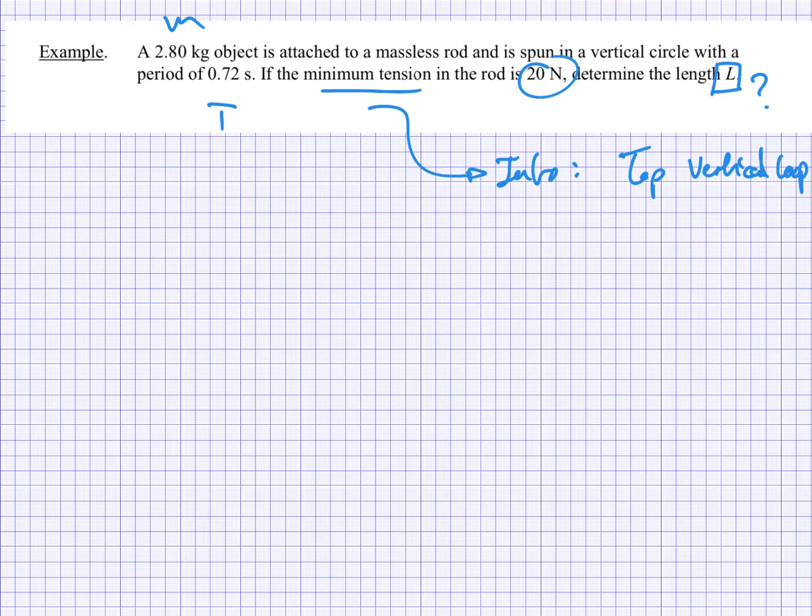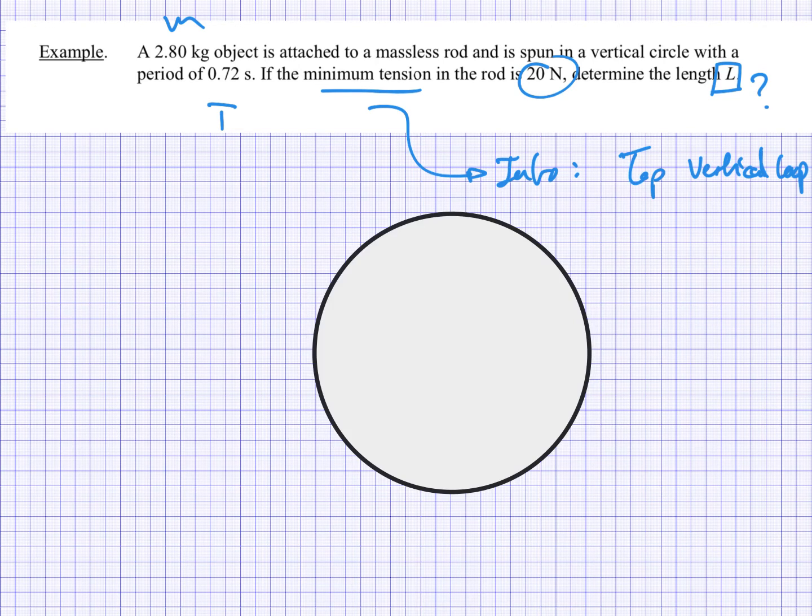Okay, so let's draw that out. Let's put our circle in, and we can start putting in the object. Let's make it a square this time. So there it is, on a massless rod. It's at the top, and it's got some sort of speed. Now, we know the force of tension. We're told that the minimum force of the tension is 20 newtons.